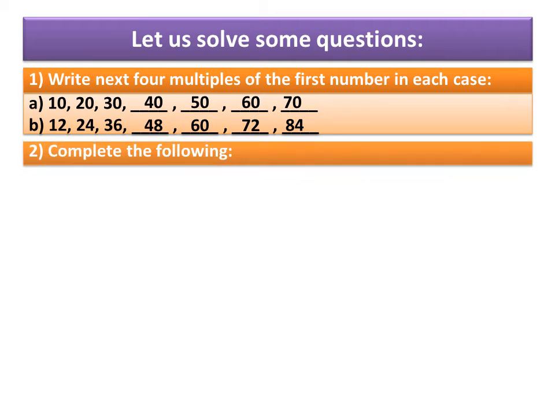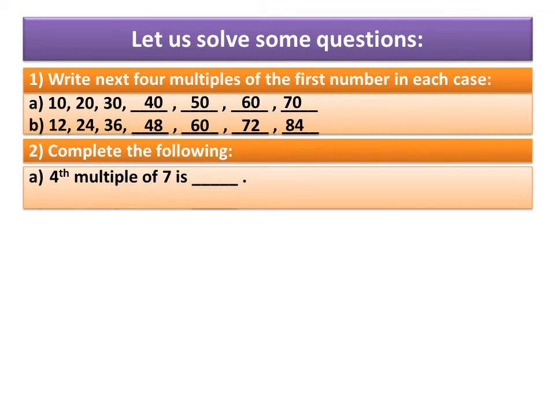Question number 2. Complete the following. A. Fourth multiple of 7 is dash. We know that 4 sevens are 28. So the answer is 28. Number B. 8th multiple of 9 is dash. And we know that 8 nines are 72. So the answer is 72.